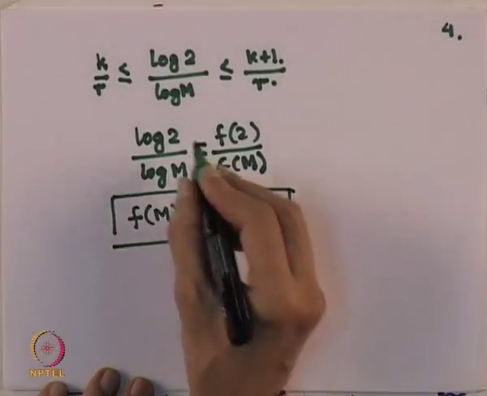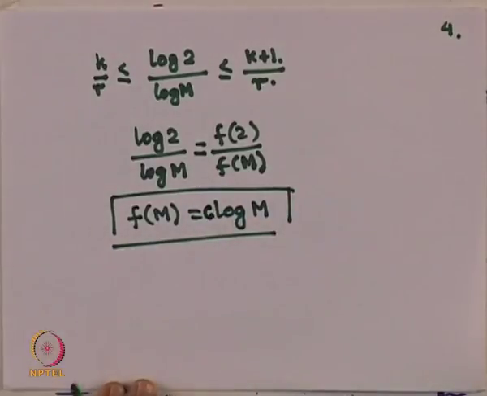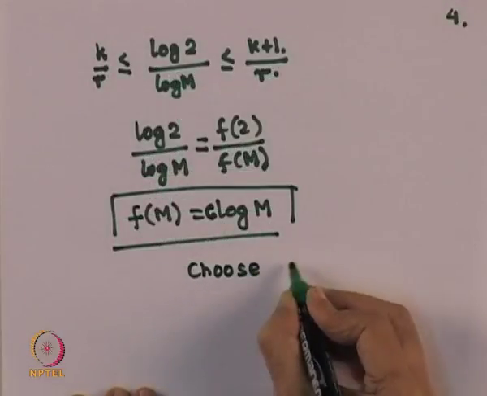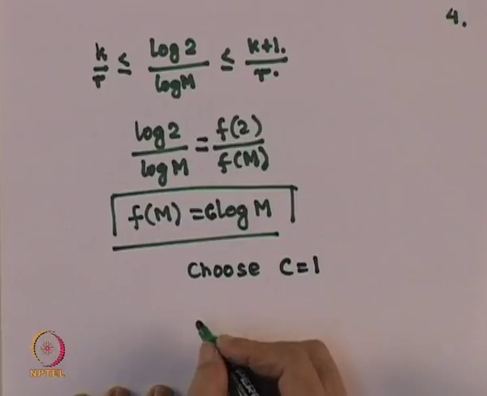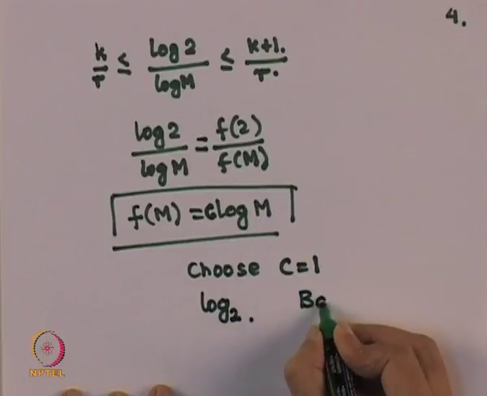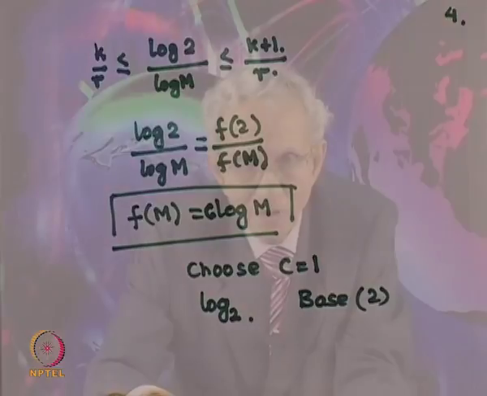Well, actually this simply shows f of m is equal to c times the logarithm of m, where c is a constant. It is traditional in information theory to choose c equal to 1 and take the base of the logarithm to be equal to 2. I have used properties of logarithm in a way that the base didn't matter. So, I am free to choose it, and because we deal with bits in computing, it is traditional to take the base of the logarithm to be equal to 2.